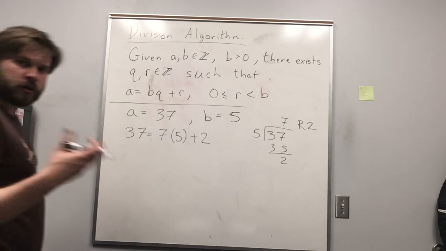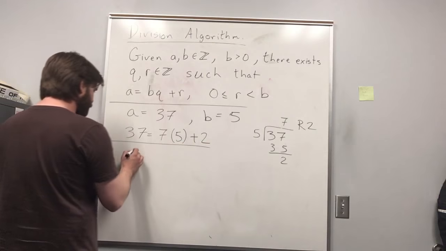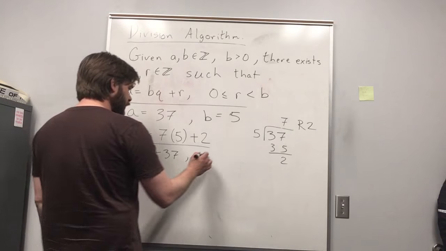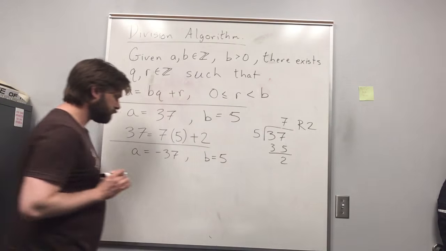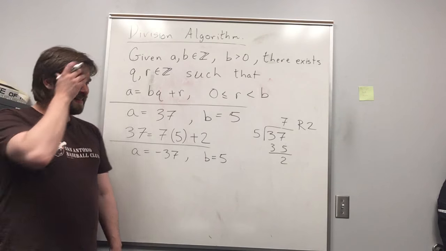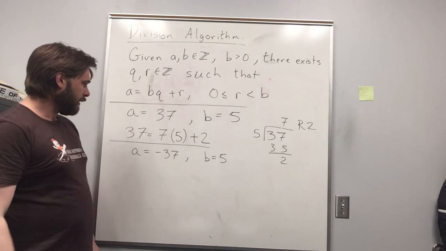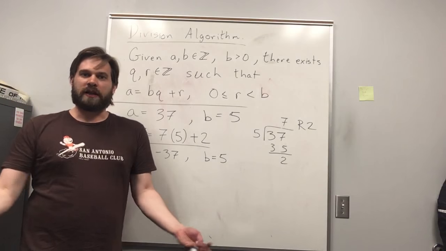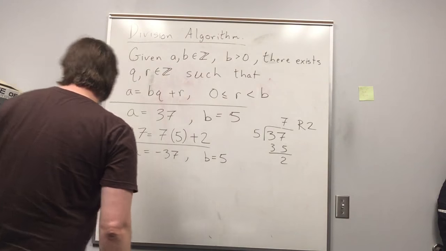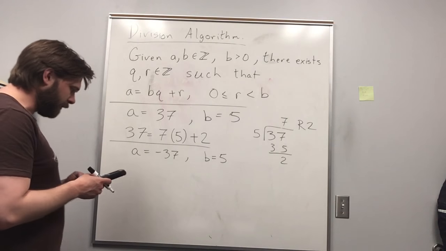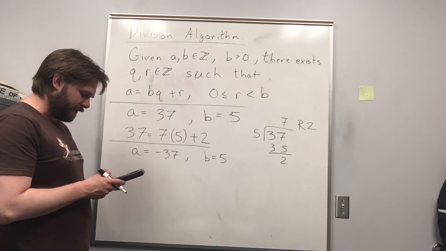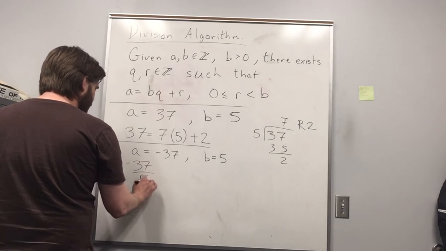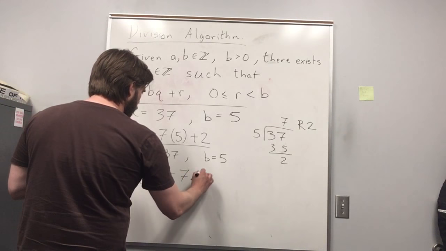Now, just to switch things up a little bit, what would happen if I wrote negative 37 instead of positive 37? And if I tried to do that same thing up here, you probably never did long division with negative numbers. Okay, so maybe I look at a calculator. Maybe that'll tell me the answer. And if I do negative 37 divided by 5, I get negative 7.4.